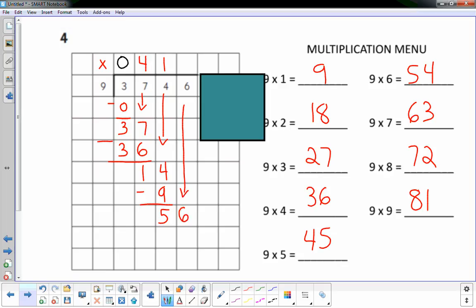Look at your multiplication menu. 9 times 6 is 54. So 6 goes up here. 6 times 9 is 54. Subtract. Get a 2. That's your remainder. So you put an R2 up there. Let me erase that 0 there, because it's not necessary in our answer. 3,746 divided by 9 is 416, remainder 2.